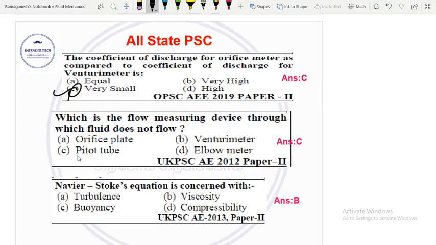So next, which is the flow measuring device through which fluid does not flow? So இது வந்து நம்ம கான்செப்ட் படிச்சா தான் தெரியும். So flow measuring device தான் யூஸ் பண்ணுவோம் and which fluid does not flow. So அது வழியா it is not going to flow னா அது ஒரு பிட்டா டியூப். சரியா? So it is used to measure the velocity படிச்சிருப்போம், பட் flow அதுக்கு இடையில நடக்காது.